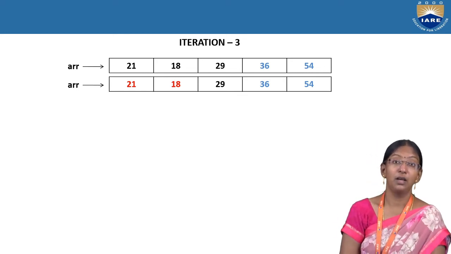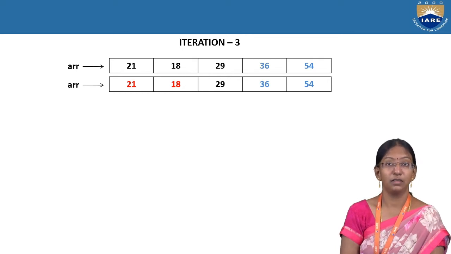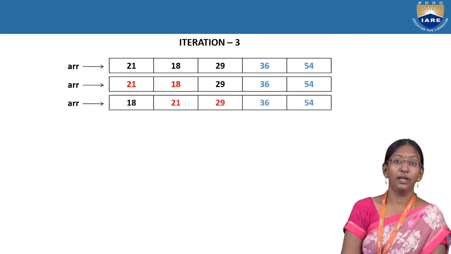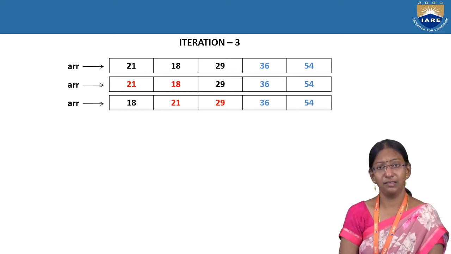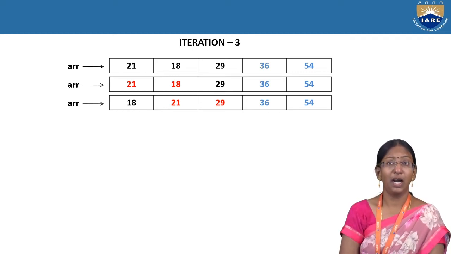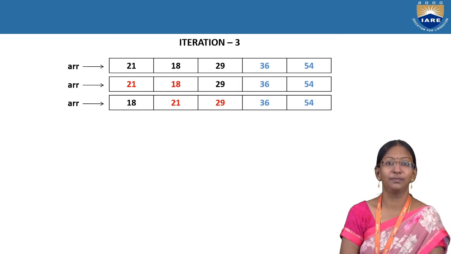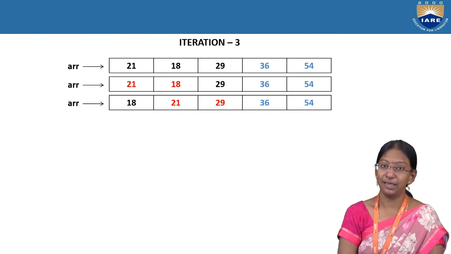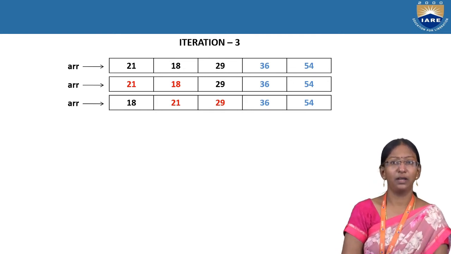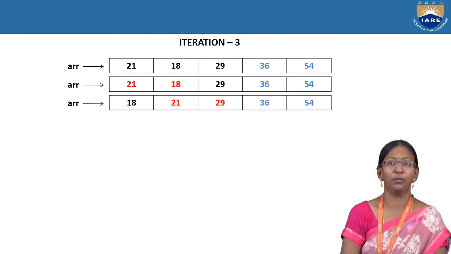Yes, it is violating. 21 is greater than 18. Swap them. Okay, once I swap them, my current element will be 21 and the next element to it will be 29. Are they violating the rule? They are not violating the rule. It's fine, right? So 21 is less than 29. So they are in order. I need not swap them.